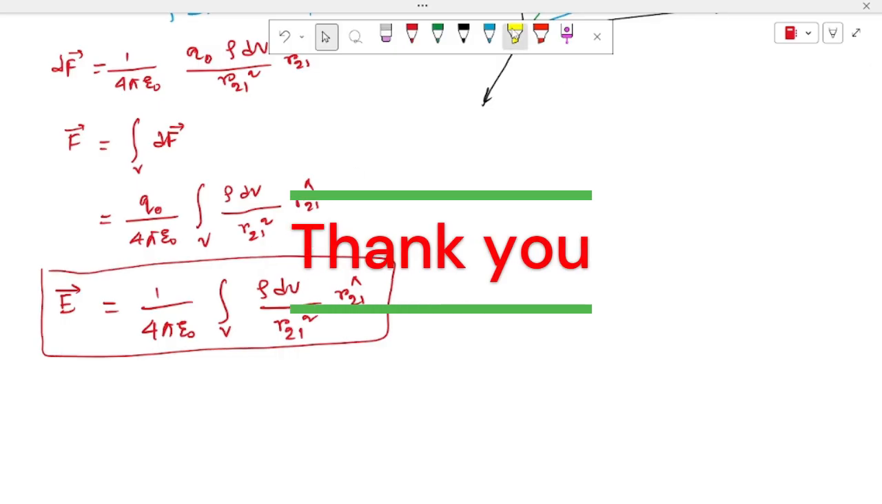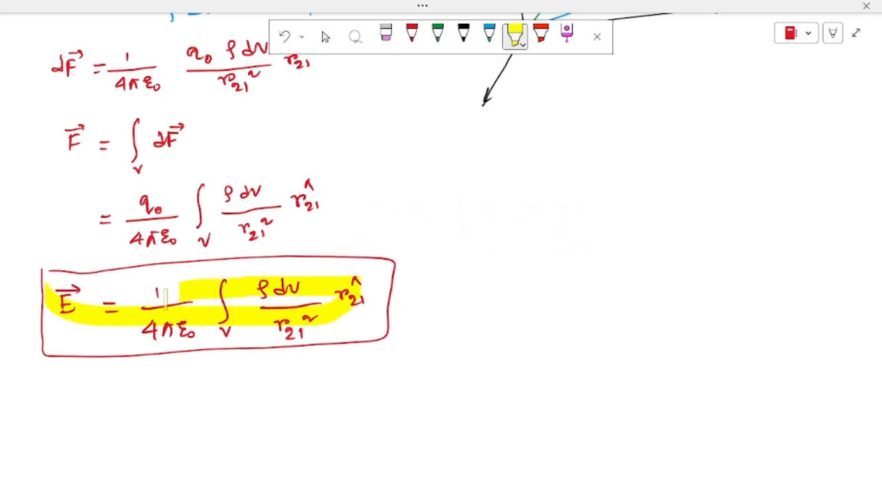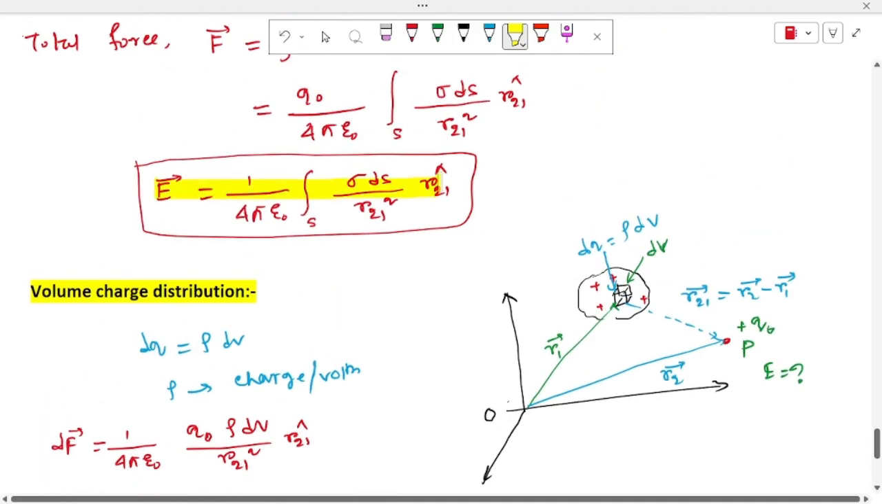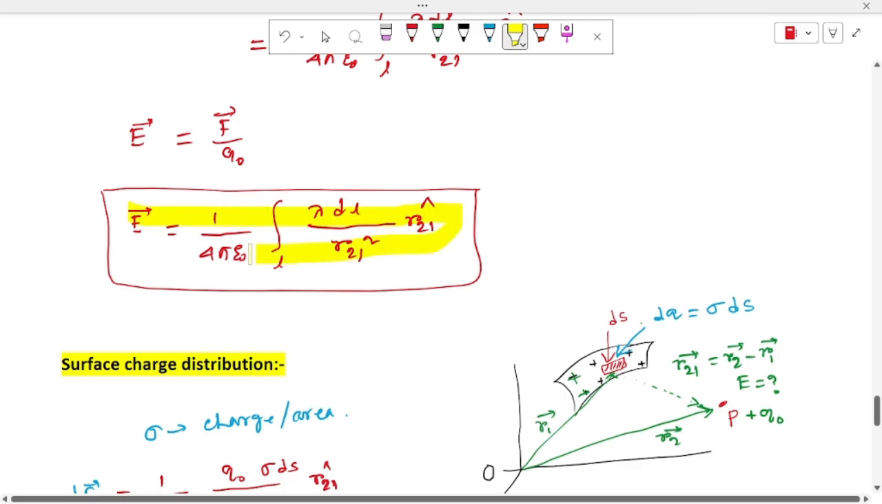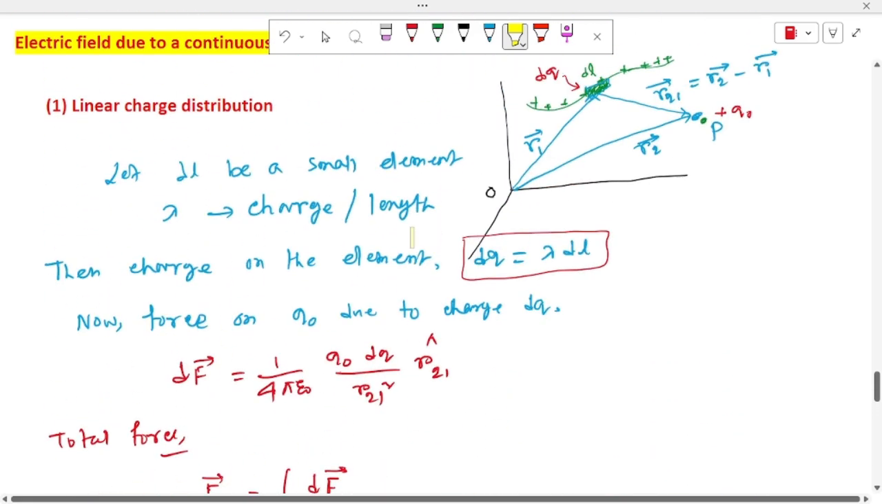So we have the expression of electric field due to the volume charge distribution. We have the expression of electric field due to the surface charge distribution, and we have the expression of electric field due to the line charge distribution or linear charge distribution, right?